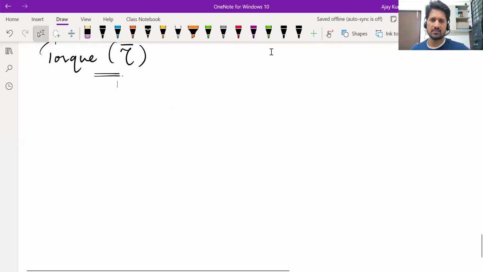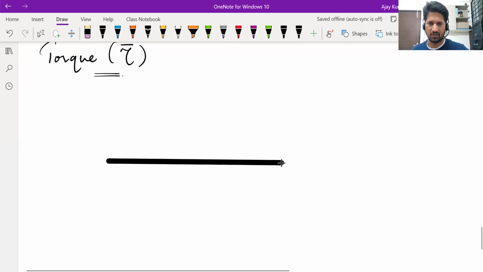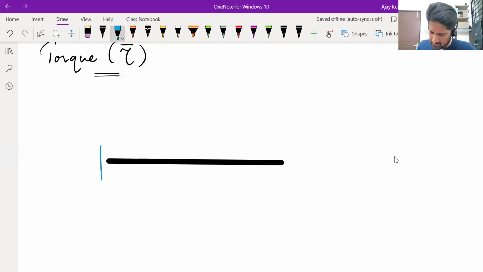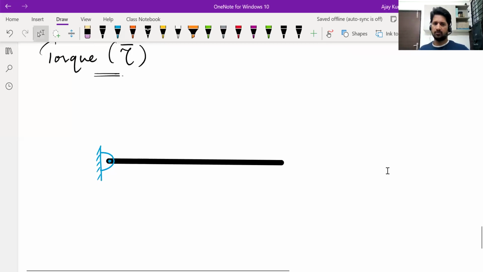Okay, let's consider an example. Suppose there is a rod. Assume it is at rest, not translating, not rotating. And let's assume it is hinged or pivoted at one end. So somewhat like this. Let's say this is a rigid support. It is hinged at this end, which means the rod can rotate about that end. Fine. Initially, it's at rest.